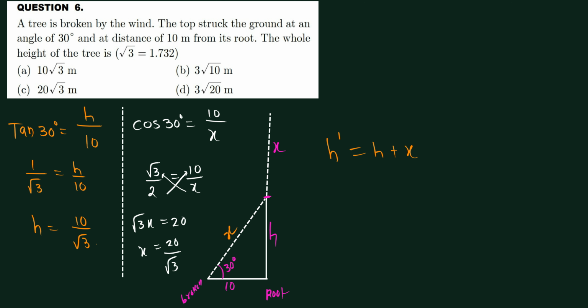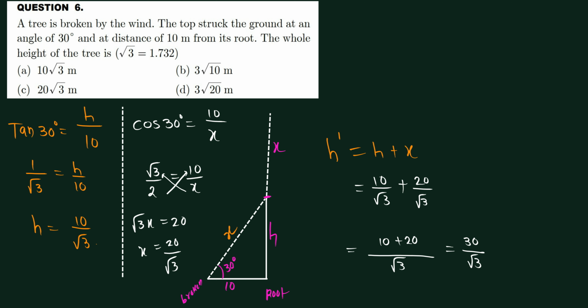And we need to find the total height of the tree. So the actual length of the tree before it broke is h plus x. The remaining part of the tree height is 10 by root 3. The broken part of the tree length is 20 by root 3. Now you see the root 3 denominator is the same, so we can add 10 plus 20, which is equal to 30 by root 3.